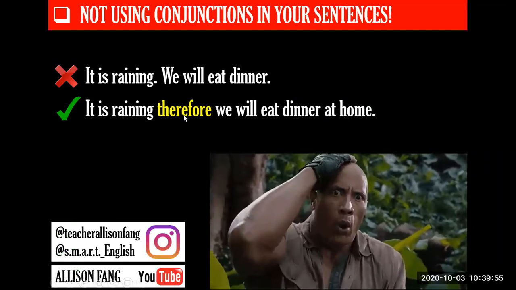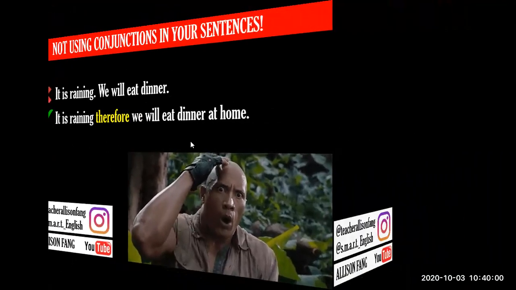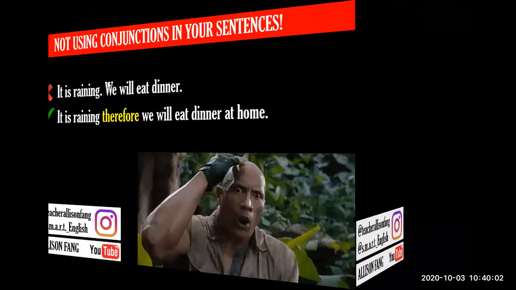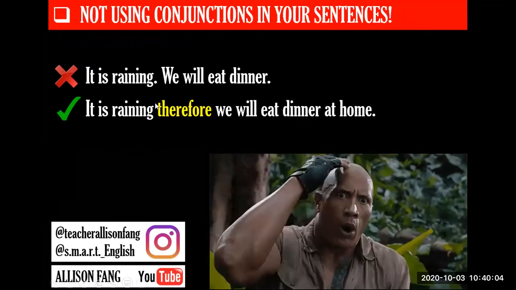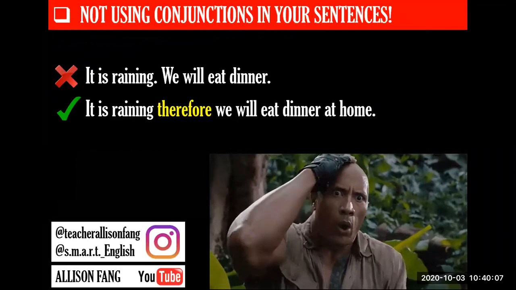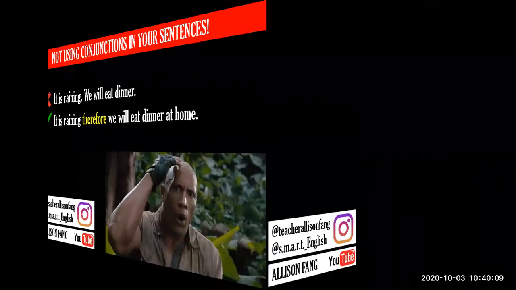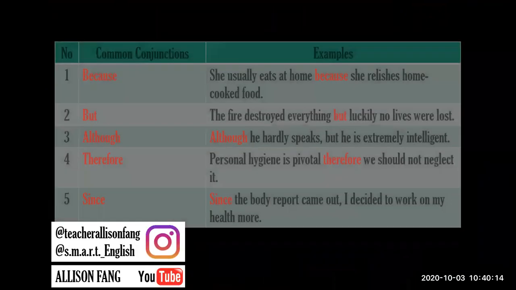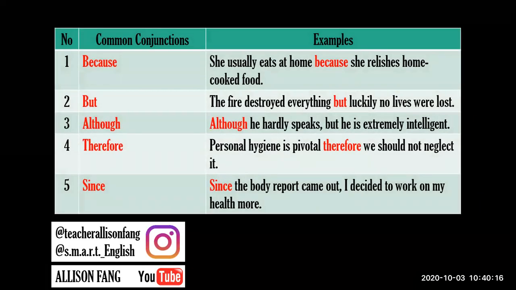It is raining, therefore we will eat dinner at home. So this is a conjunction. So there are a list of conjunctions in the entire English dictionary. However, I'm going to show you the most common types of conjunctions that you can use in your essay. I'll give you 5 very common conjunctions first. So the conjunctions are as listed in the slides: because, but, although, therefore, and since. These are all common conjunctions that you can use in your essay.